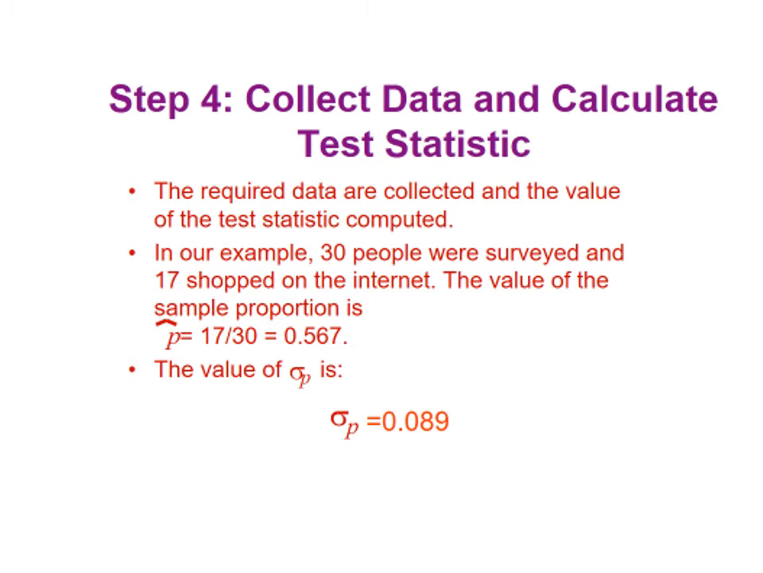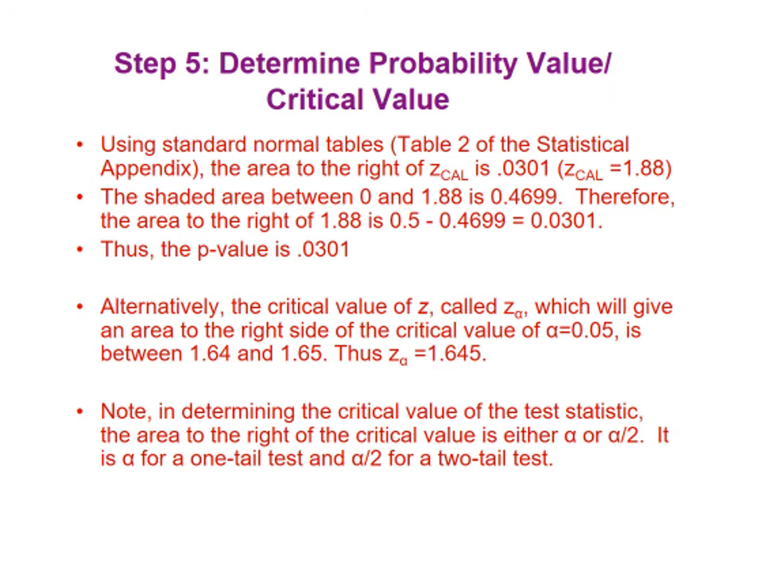Step 4, collect data and calculate the test statistic. The required data are collected and the value of the test statistic is computed. In our example, 30 people were surveyed and 17 shop on the internet, so the sample proportion p is 17 over 30, which gives 0.567. The value of the standard error is 0.089.